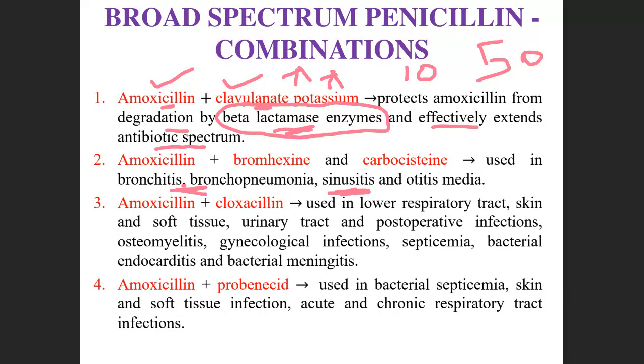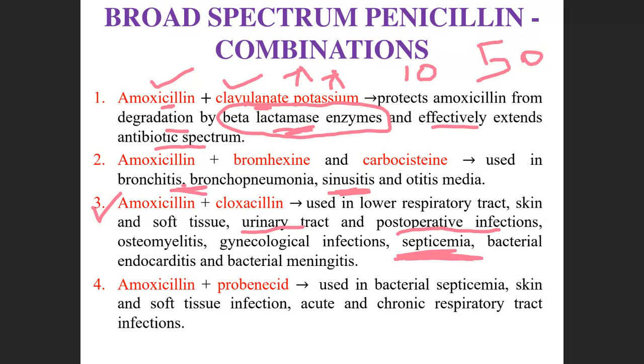Another is amoxicillin with cloxacillin. It is used basically for patients suffering from upper or lower respiratory tract infections and urinary tract infections, especially post-operative infection. For example, a patient undergoes urinary tract surgery and later suffers a post-operative infection in the urinary tract area. It is also used in gynecological infection, septicemia, bacterial endocarditis and bacterial meningitis.